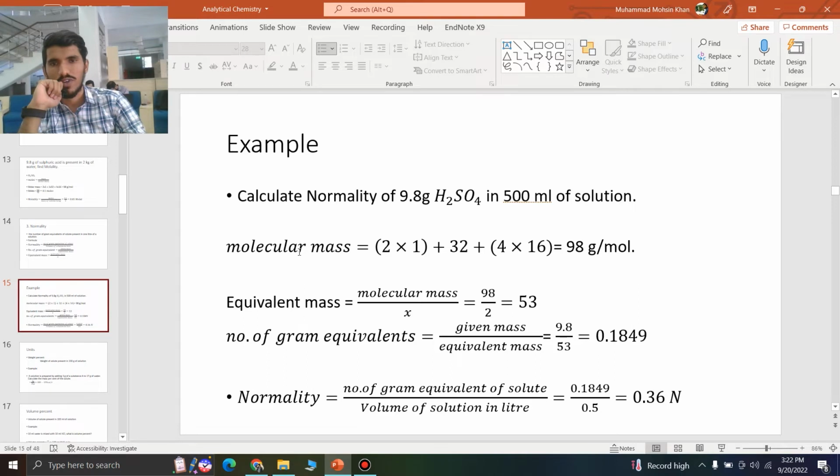So first of all, you have to find the molecular mass, and I have told you how to find the molecular mass, and the molecular mass comes out to be equal to 98 gram per mole. And what is equivalent mass? Equivalent mass is actually the molecular mass divided by the valency. So as you know, in case of H2SO4, when it dissociates, it gives two hydrogens, meaning it has positive 2, and on the sulfate there is negative 2.